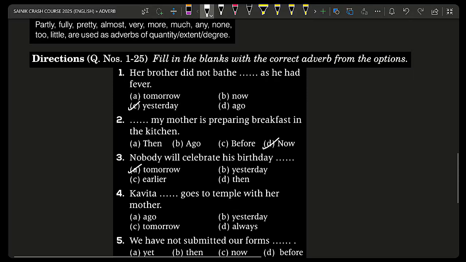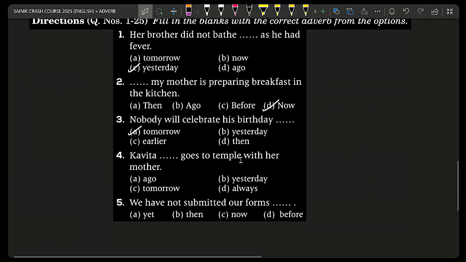Nishika, can you answer the fourth question? Read the fourth question. Kavita dash goes to temple with her mother. Which option is correct? Sir, always. Always. Yes. Always goes to temple with her mother. It is an adverb of frequency, always goes to temple with her mother.